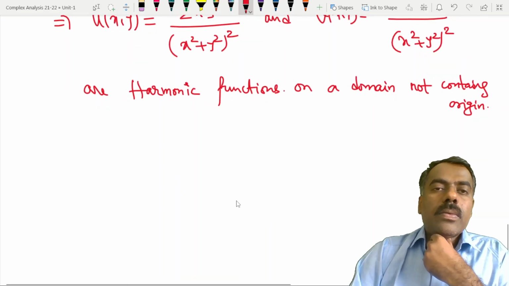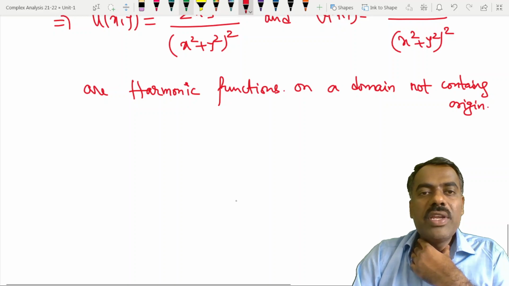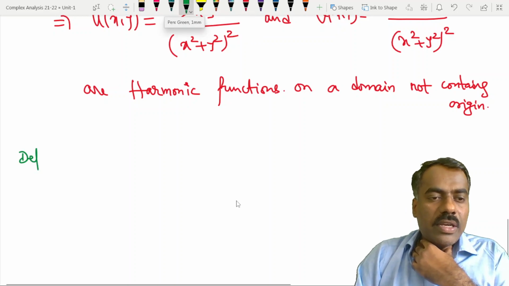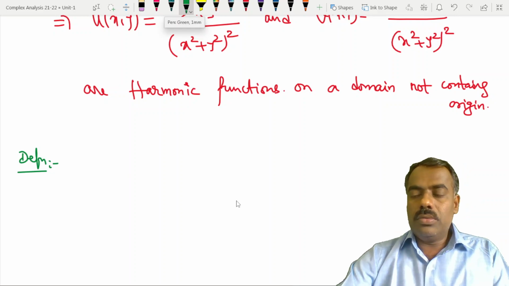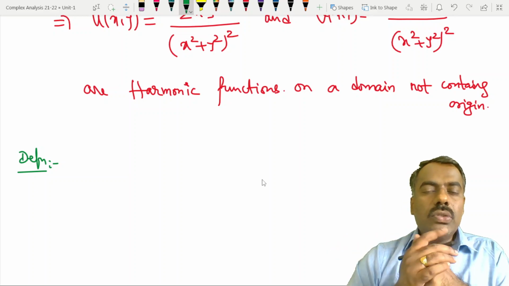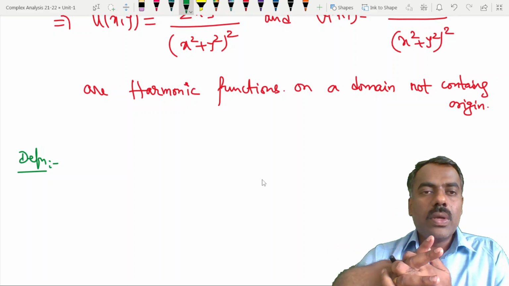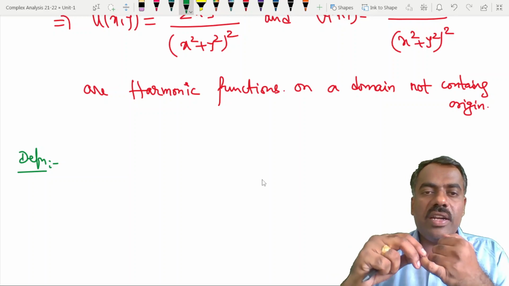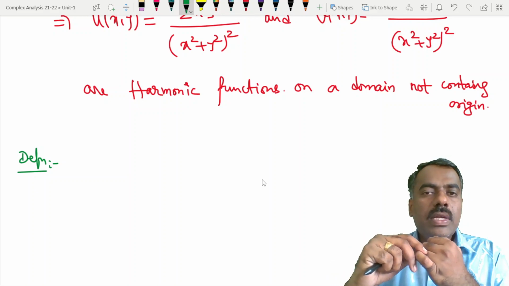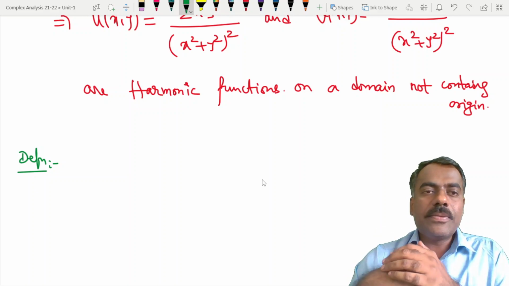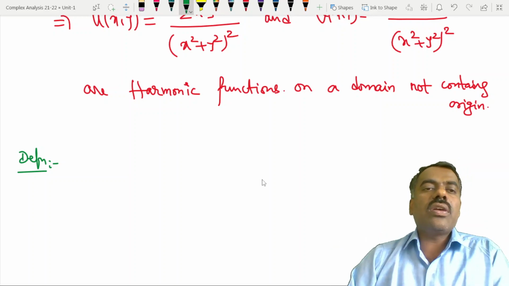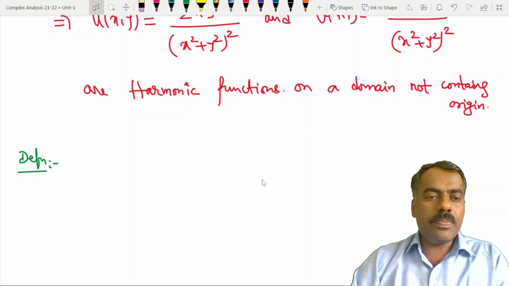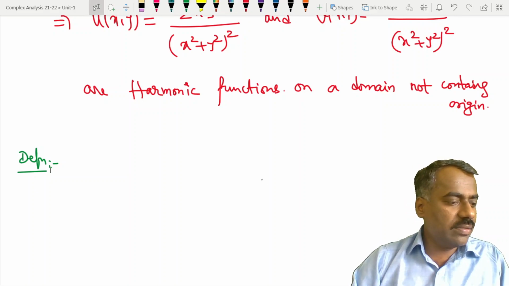Okay. Now we'll define what is called a harmonic conjugate. Then we'll see how they are related with analytic functions. So you take two real valued functions u and v. If their first and second order partial derivatives exist and are continuous, and if they satisfy CR equations, then we say that v is harmonic conjugate of u. So we'll write that definition first.